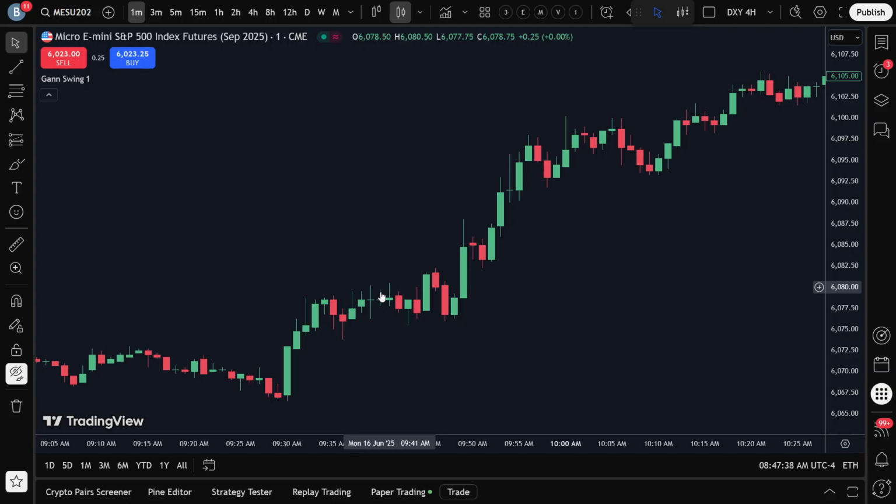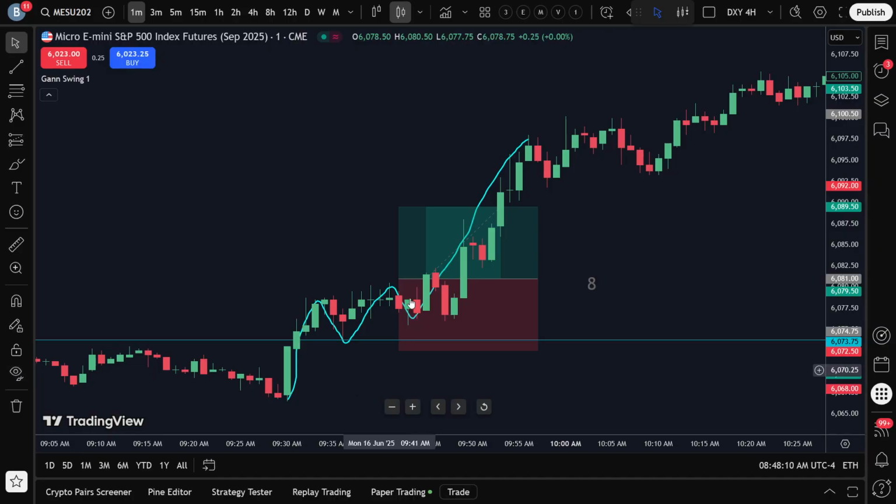You would either put it here at the bottom of the swing or here under the first swing. Now, my rules that I kind of made up on my own would be if the second swing is a lot bigger than the first, then I will use the second swing. But if not, I'll use the first swing or the bottom of the swing there.